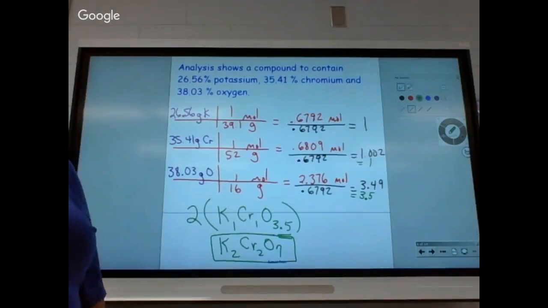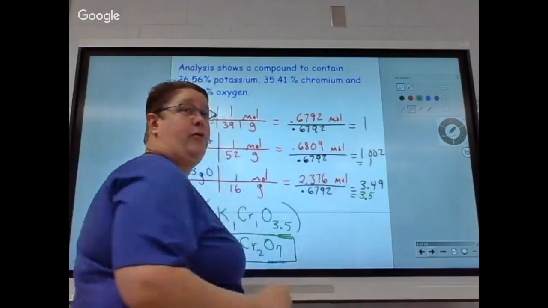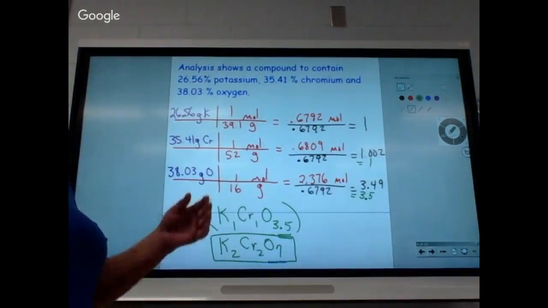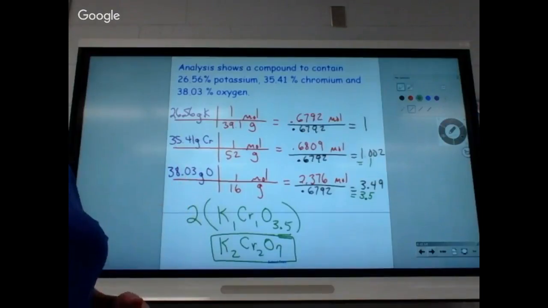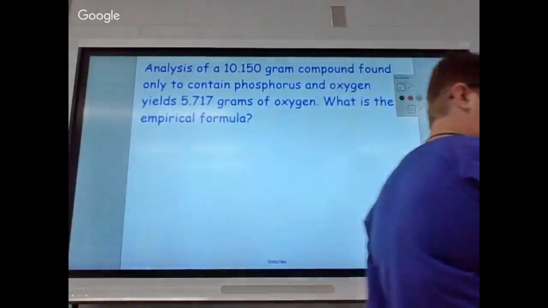Now, if this was an AP class, you could get a 0.25, you could get a 0.33, and you could multiply by a 4 or a 3 to get rid of a quarter or a third. But I'm not going to do that to you. You're only in an honors class. So you'll either get a whole number or a half. Did everybody hear that? Okay. Now, last one like this because it's a little different.